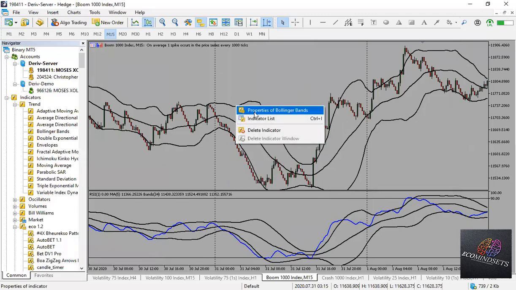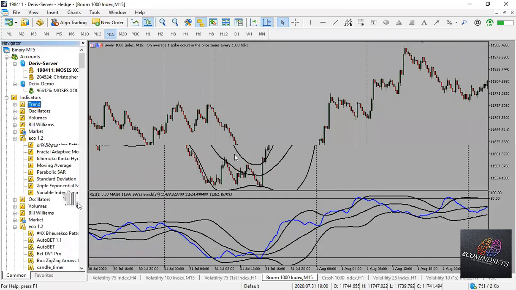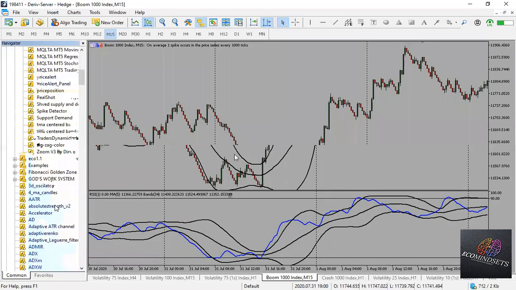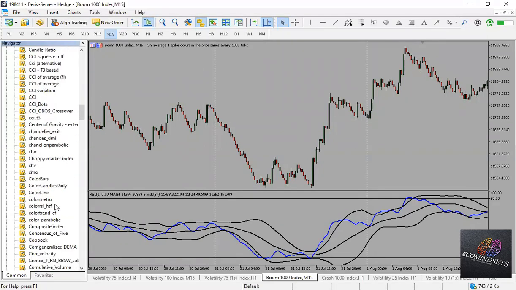Okay, now let me go and pick the Bollinger for those using PC. So Bollinger is a custom indicator, so I'll let Stock drop that on the page for you.